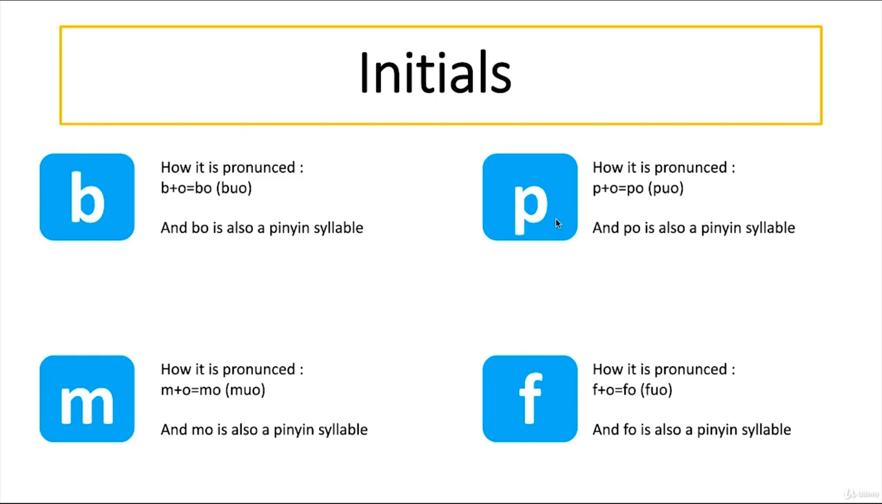The next one, it looks like P in English pronunciation, right? Yes, they both have the same pronunciation in English and Chinese. In Chinese, it's also pronounced like P, but we don't read it like that. We will combine it with the vowel O together, and we'll read it like po, po. And remember, po is also a pinyin syllable.